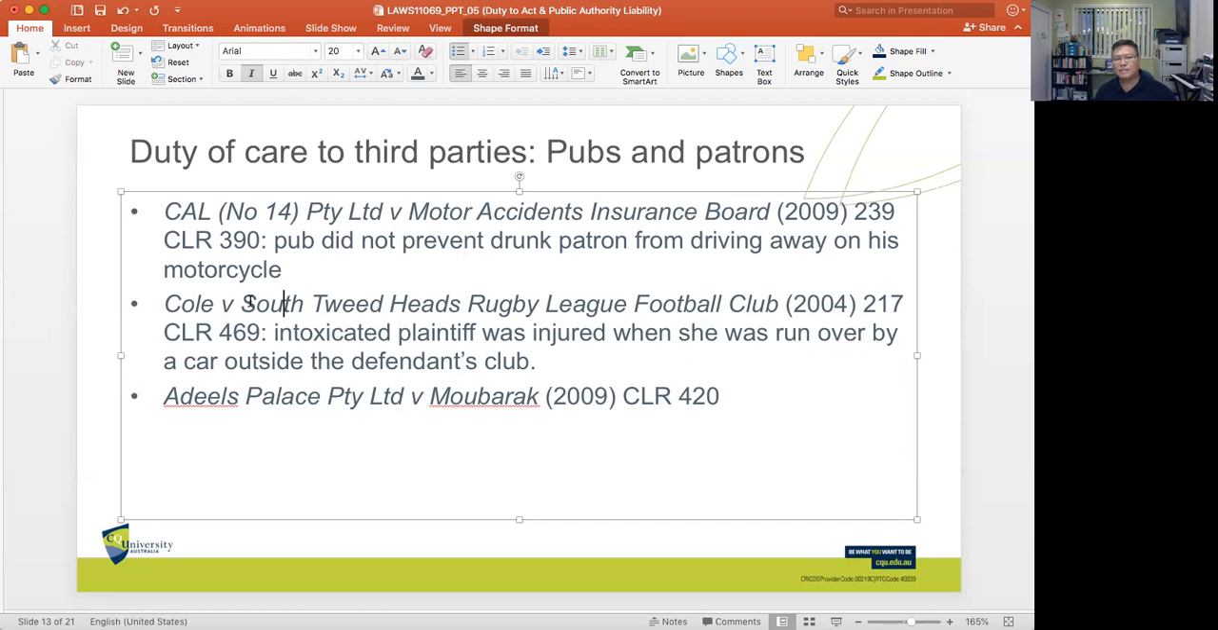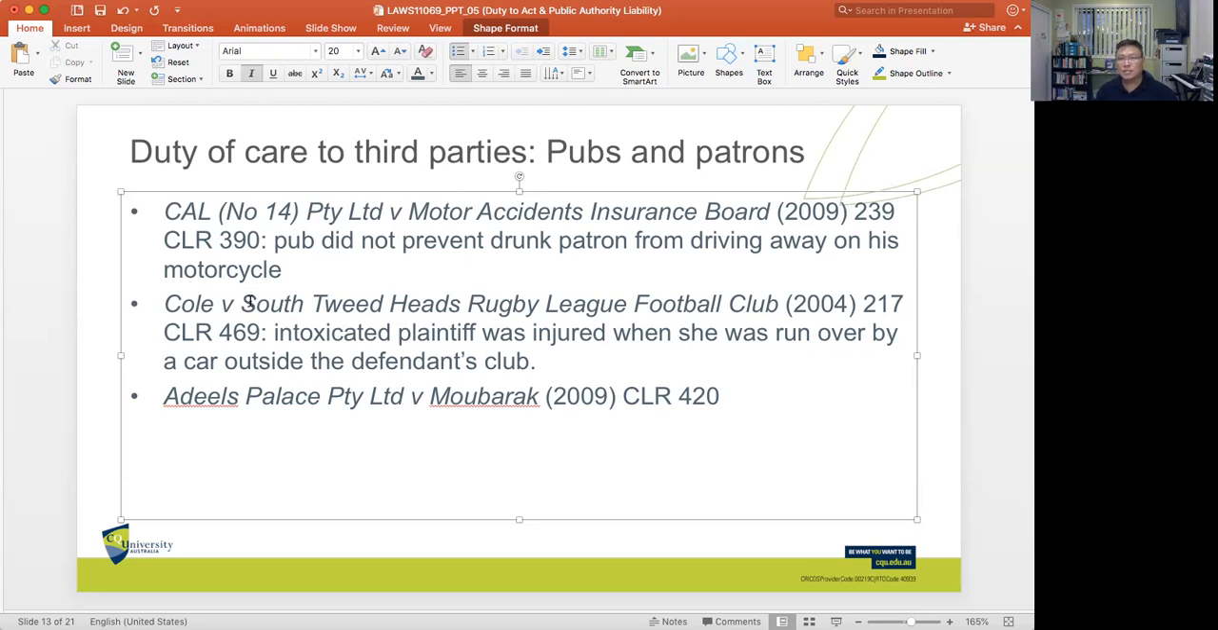Now, let's look at the case of Adil's Palace Proprietor Limited versus Mubarak. Again, we recall that this involved a situation where there was an altercation among patrons in the restaurant. One of the patrons, one of the protagonists who was in a fight, eventually left. But then he came back, and then he shot an employee of the restaurant, and he then shot another patron whom he had fought with earlier.